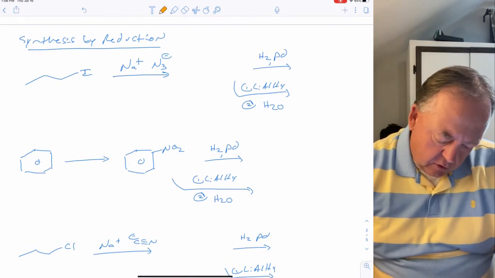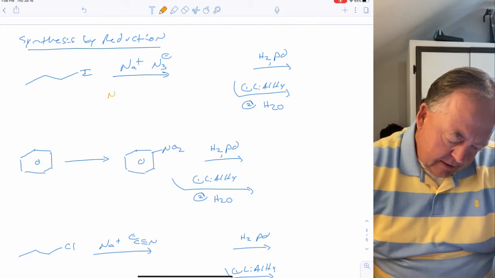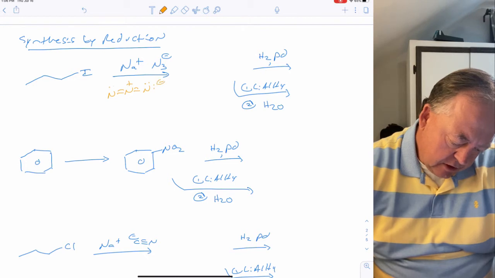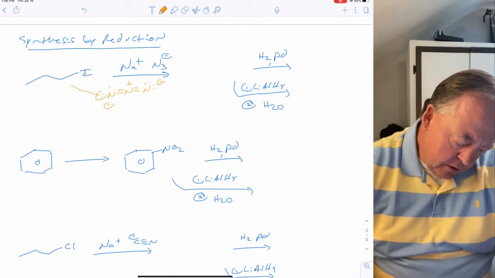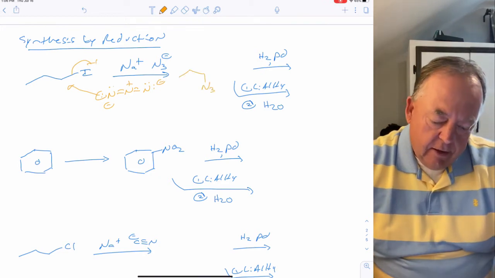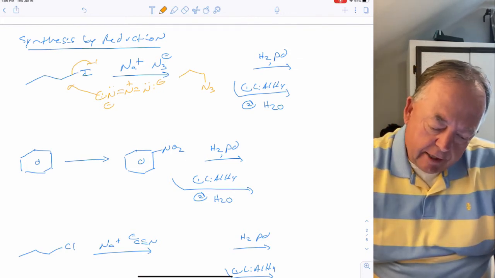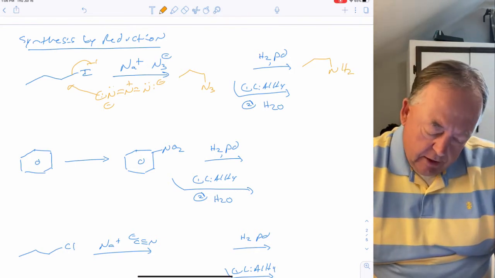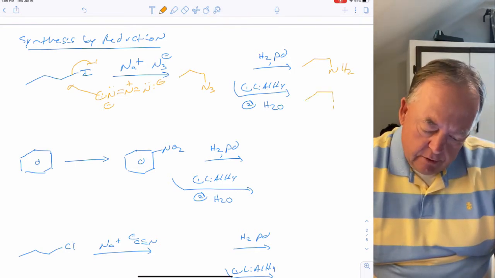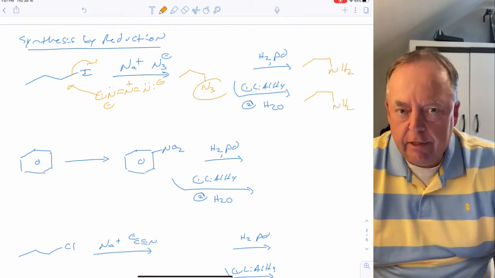Okay, so there are several other ways to make amines. If you react it with azide, if you remember what azide is, it's just a very good nucleophile. It can attack and kick a leaving group off. Then azides are susceptible to reduction. If you take an azide with hydrogen and palladium, that will reduce the N3 to NH2. Or you could use lithium aluminum hydride, and that will reduce the azide, the N3, to an NH2.